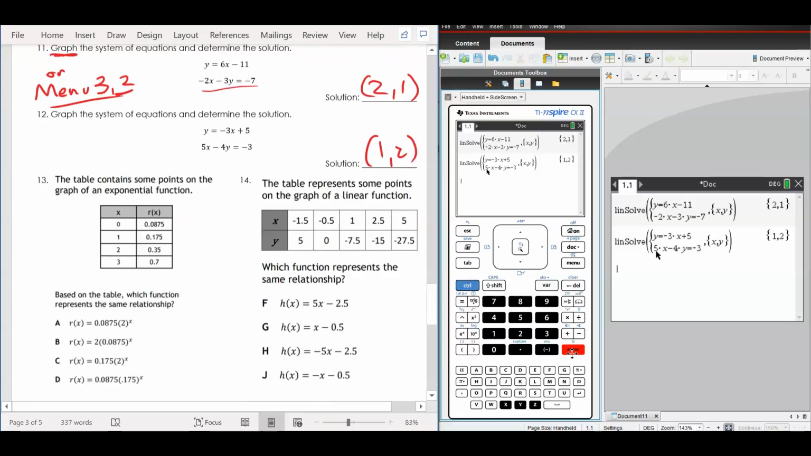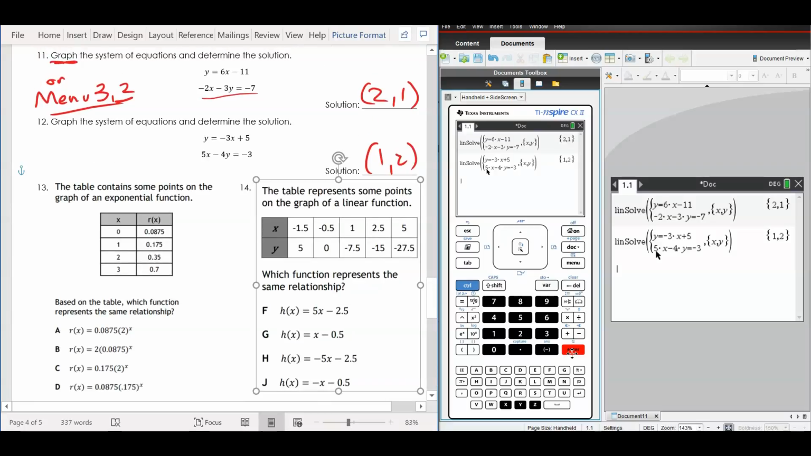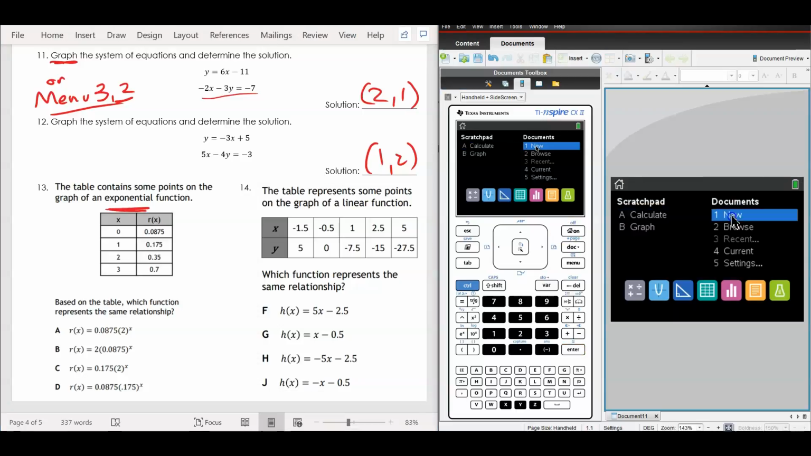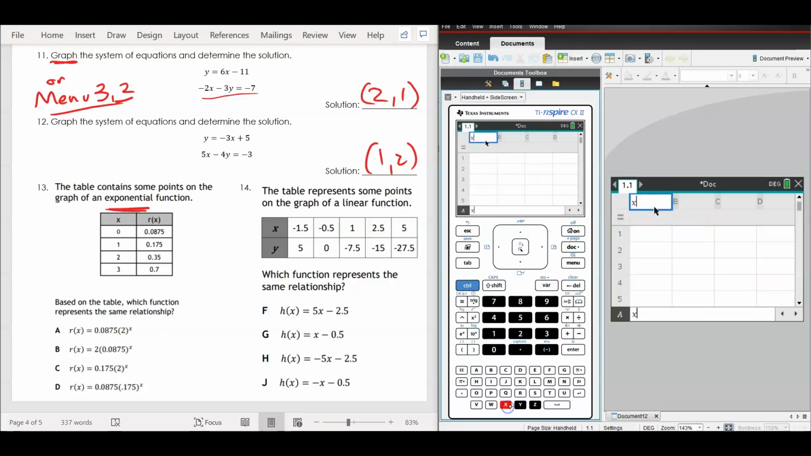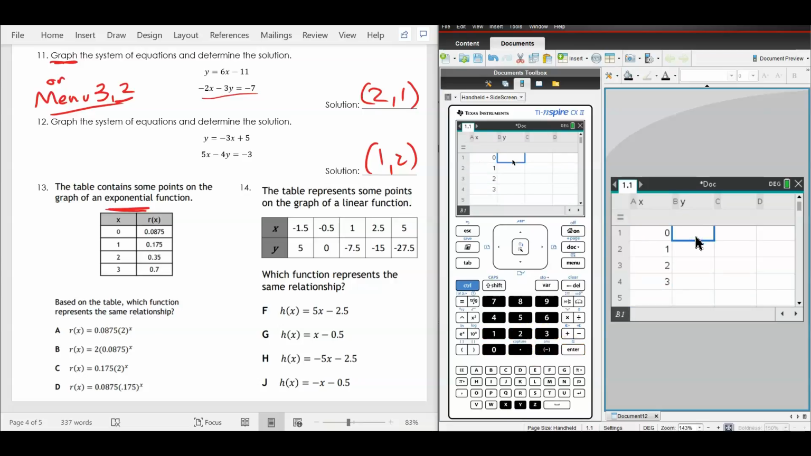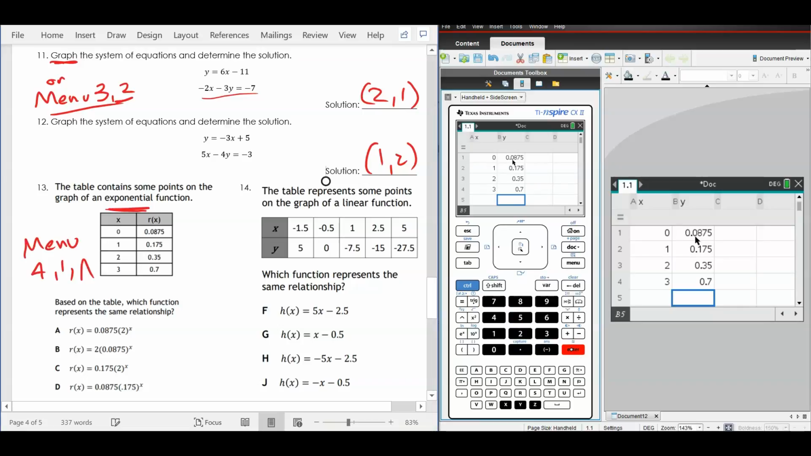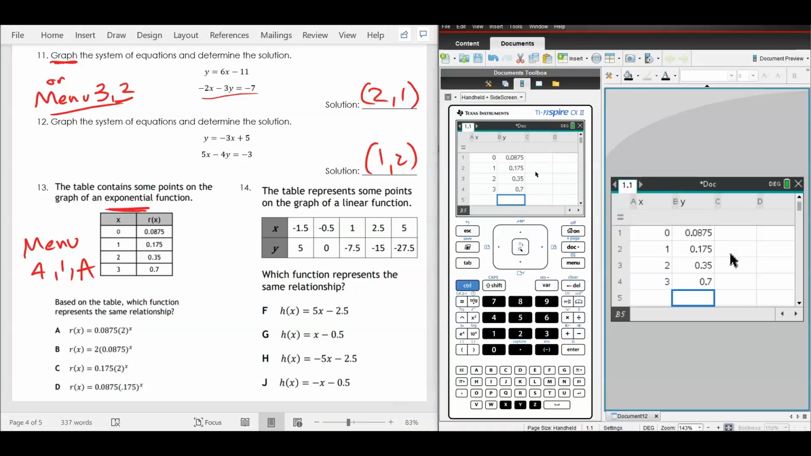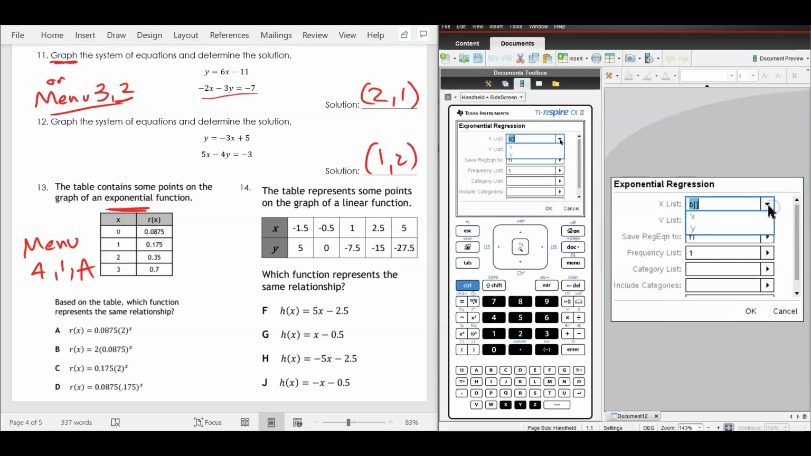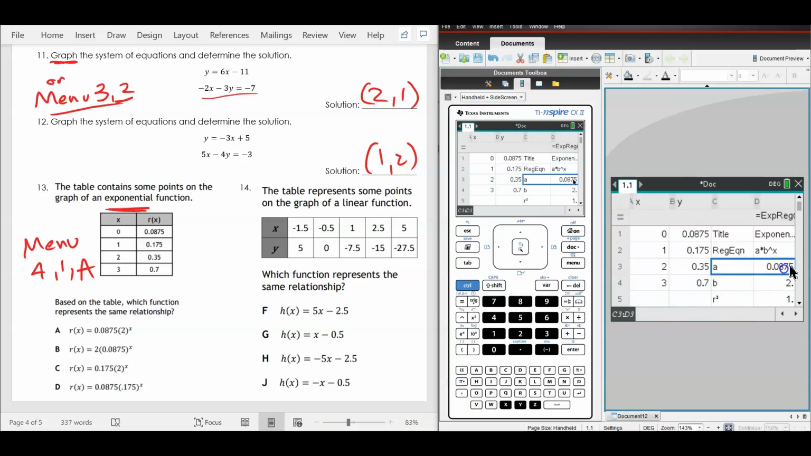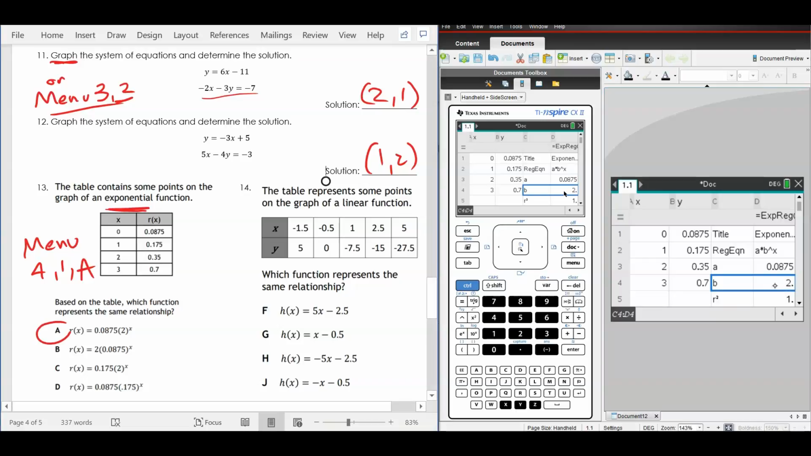Okay, so 13, based on the table, which represents this function. Now it says exponential, so it's kind of like what we did earlier. You're going to go to the new document, spreadsheet, x and y at the top. We're just going to start typing this in, 0.0875. All right, and since it's exponential, it's menu 4, 1, A. X is x, y is y. Now, a is 0.0875, b is 2, so that would be letter A.